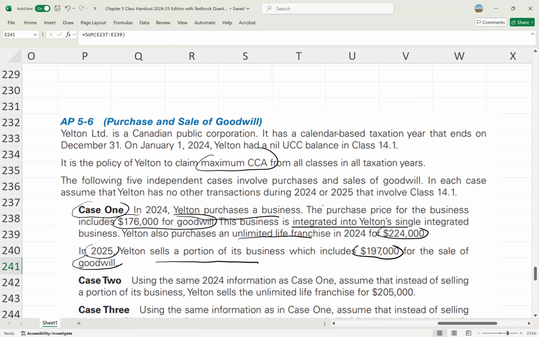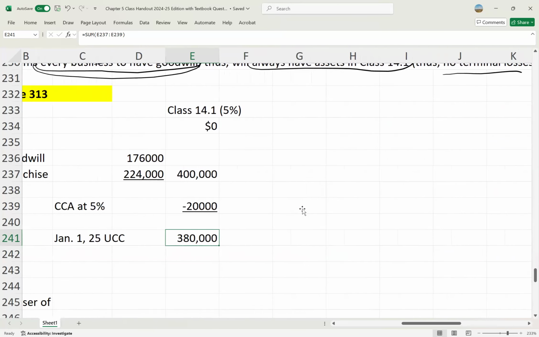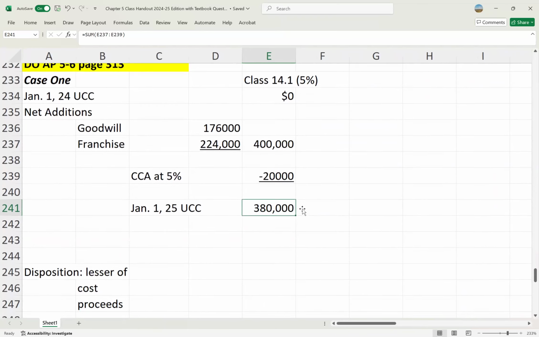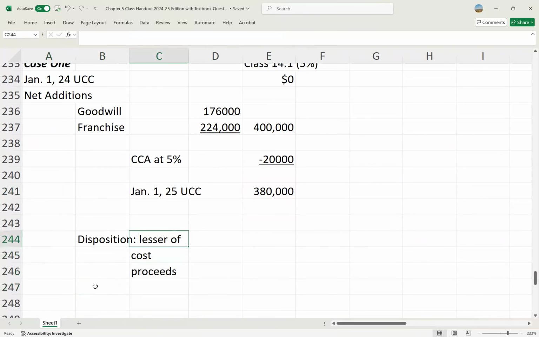So goodwill is one of those intangible assets where if you buy another business, you might pay more for that business, and that extra amount is considered goodwill. You sell part of your own business, you may receive payment for goodwill as well. And so because it's an intangible asset, it's an asset that you cannot see, feel, or touch.